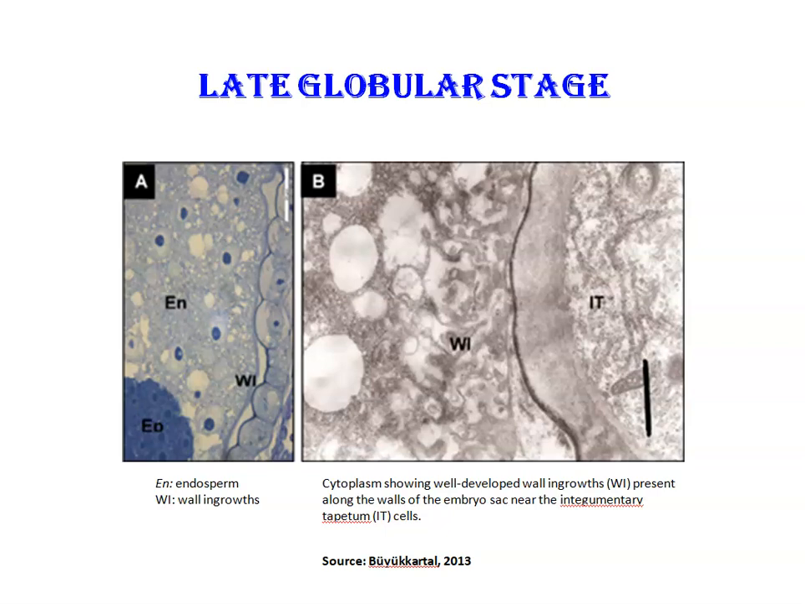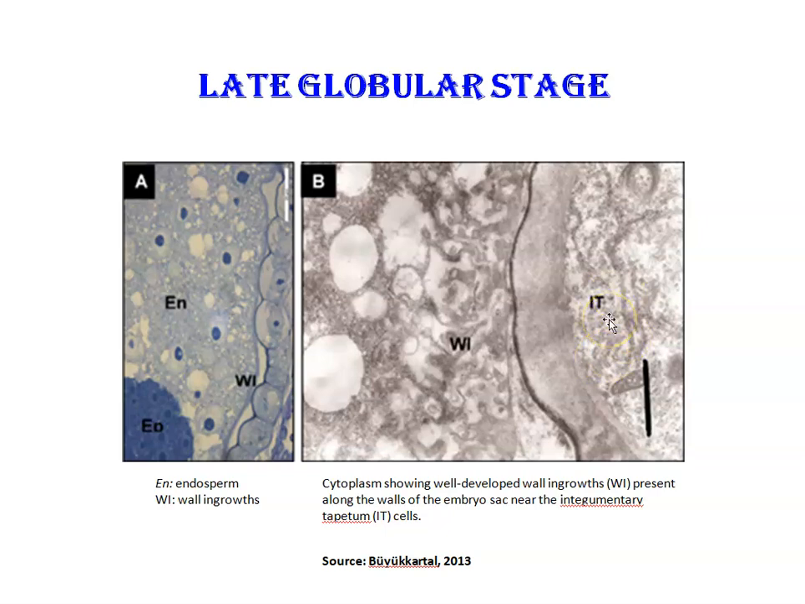Late globular embryo stage. Here, the suspensor cell continues to enlarge. You can see here, this is endosperm, embryo, and here wall ingrowths. Because at this stage, the suspensor cell continues to enlarge and most small vacuoles appear within the cell, and well-developed wall ingrowths are present along the walls of the embryo sac near the integumentary tapetum. In this figure, you can see these are wall ingrowths, and this is the integumentary tapetum cells.